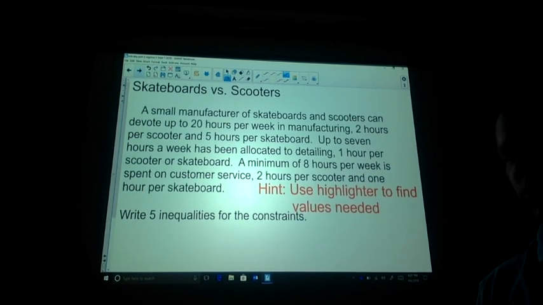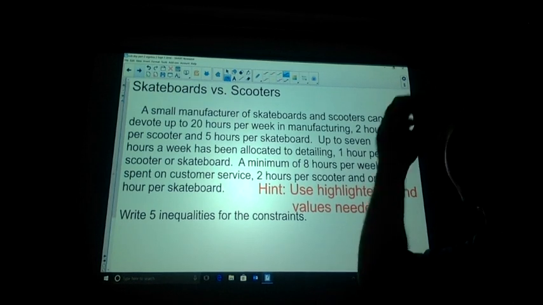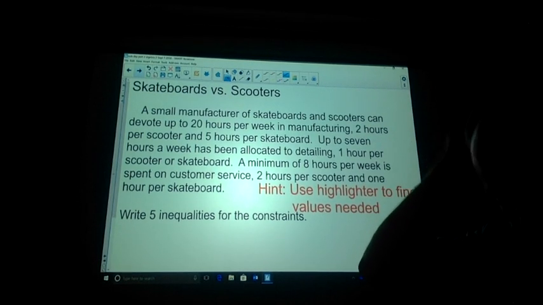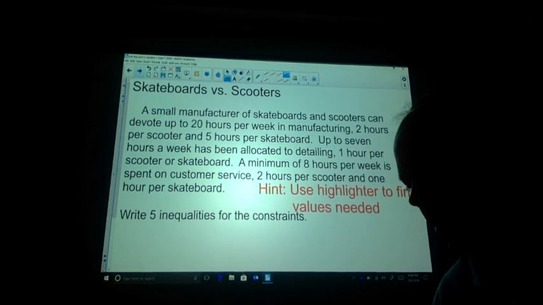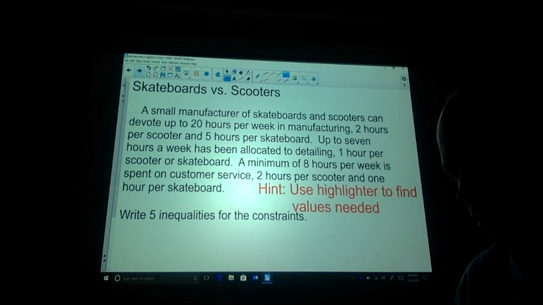Okay, so it says here, small manufacturer of skateboards and scooters can devote up to 20 hours per week in manufacturing, 2 hours per scooter, 5 hours per skateboard, up to 7 hours a week has been allocated to detailing, 1 hour per scooter or skateboard. A minimum of 8 hours is spent on customer service, 2 hours per scooter, 1 hour on skateboard. So use a highlighter to find the values needed.